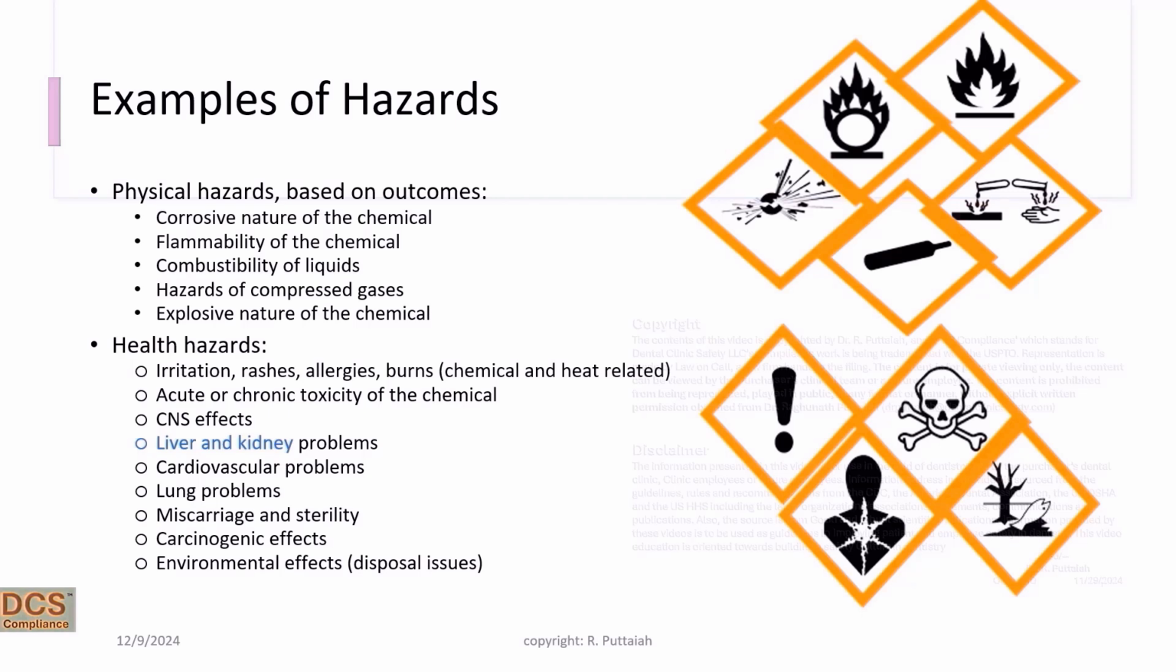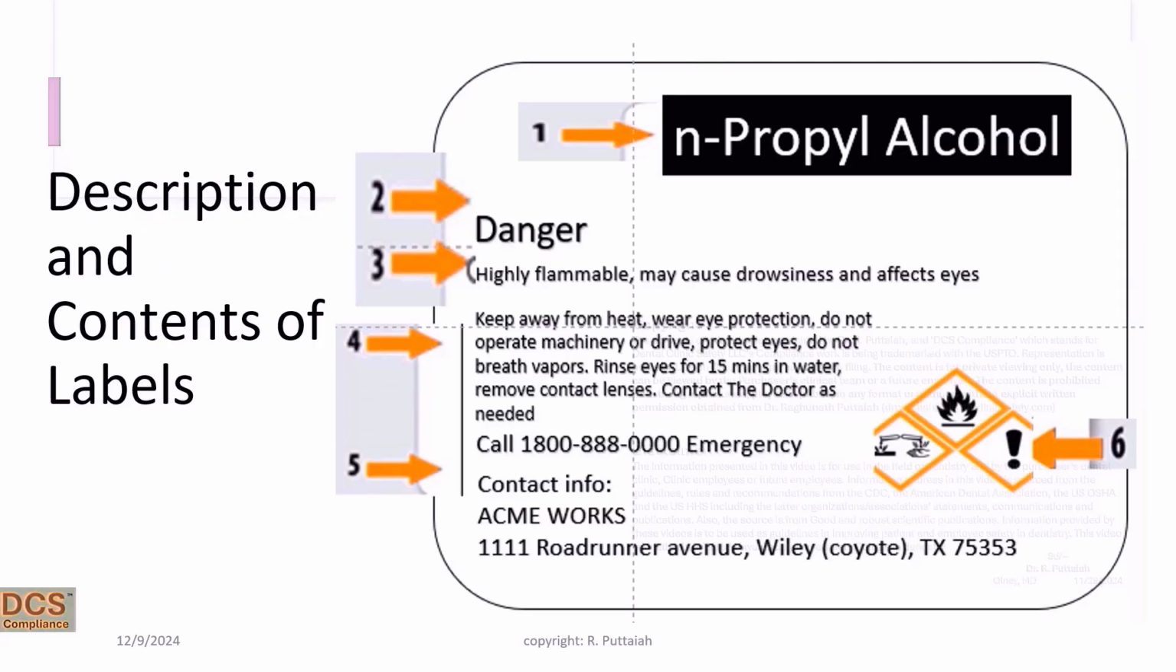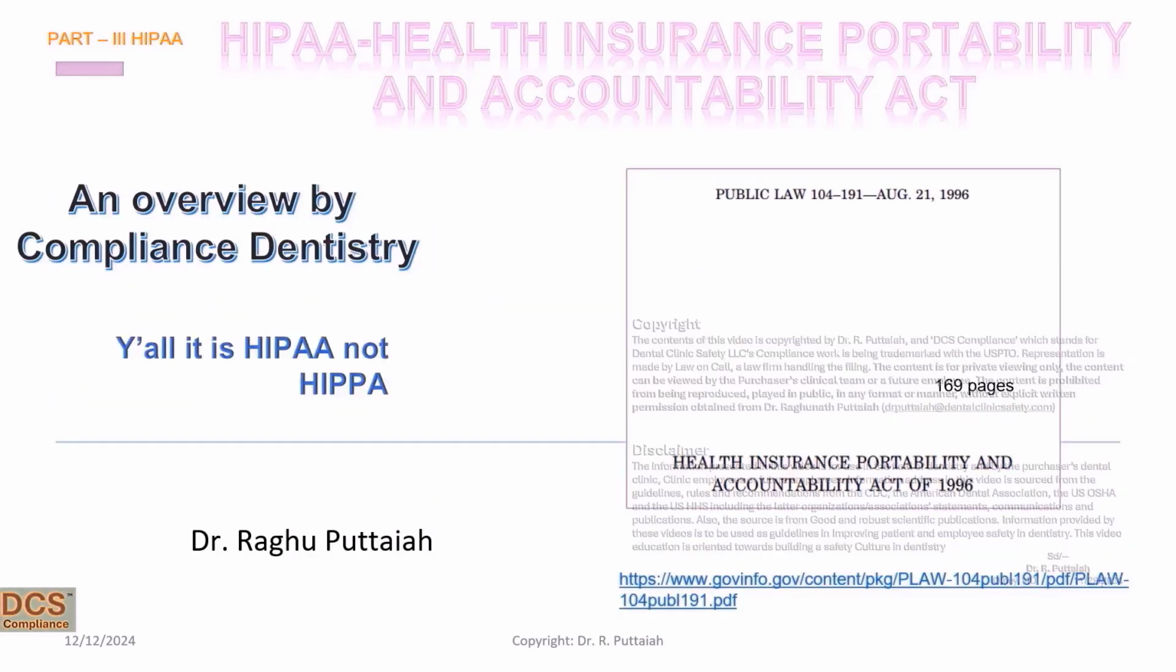Physical hazards based on their outcomes are as follows: corrosive nature, flammability of chemicals, combustibility of liquids, hazards of compressed gases, and explosion. That shows it is an irritant, corrosive, has health effects and is flammable. Please pause and read and familiarize yourself with the different sections of this GHS label.